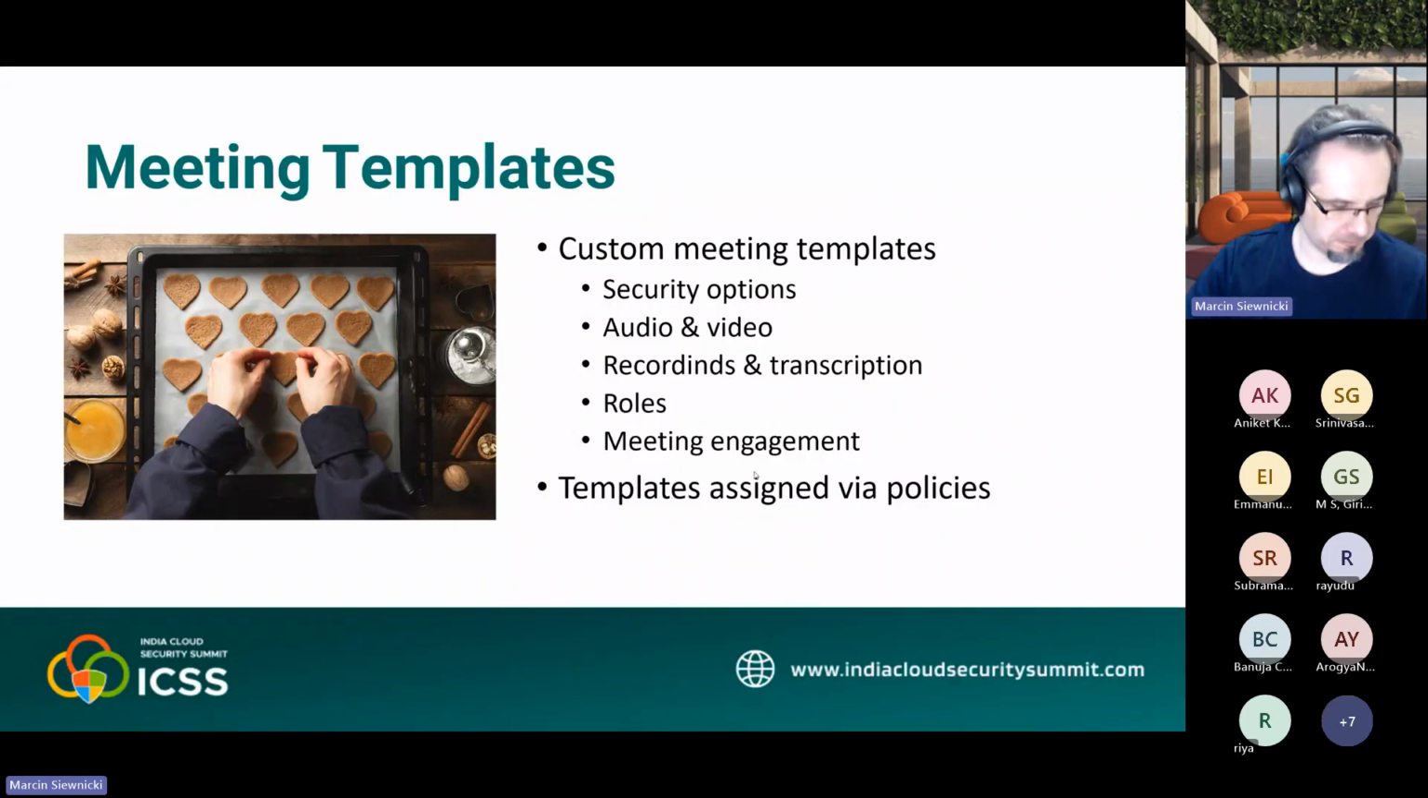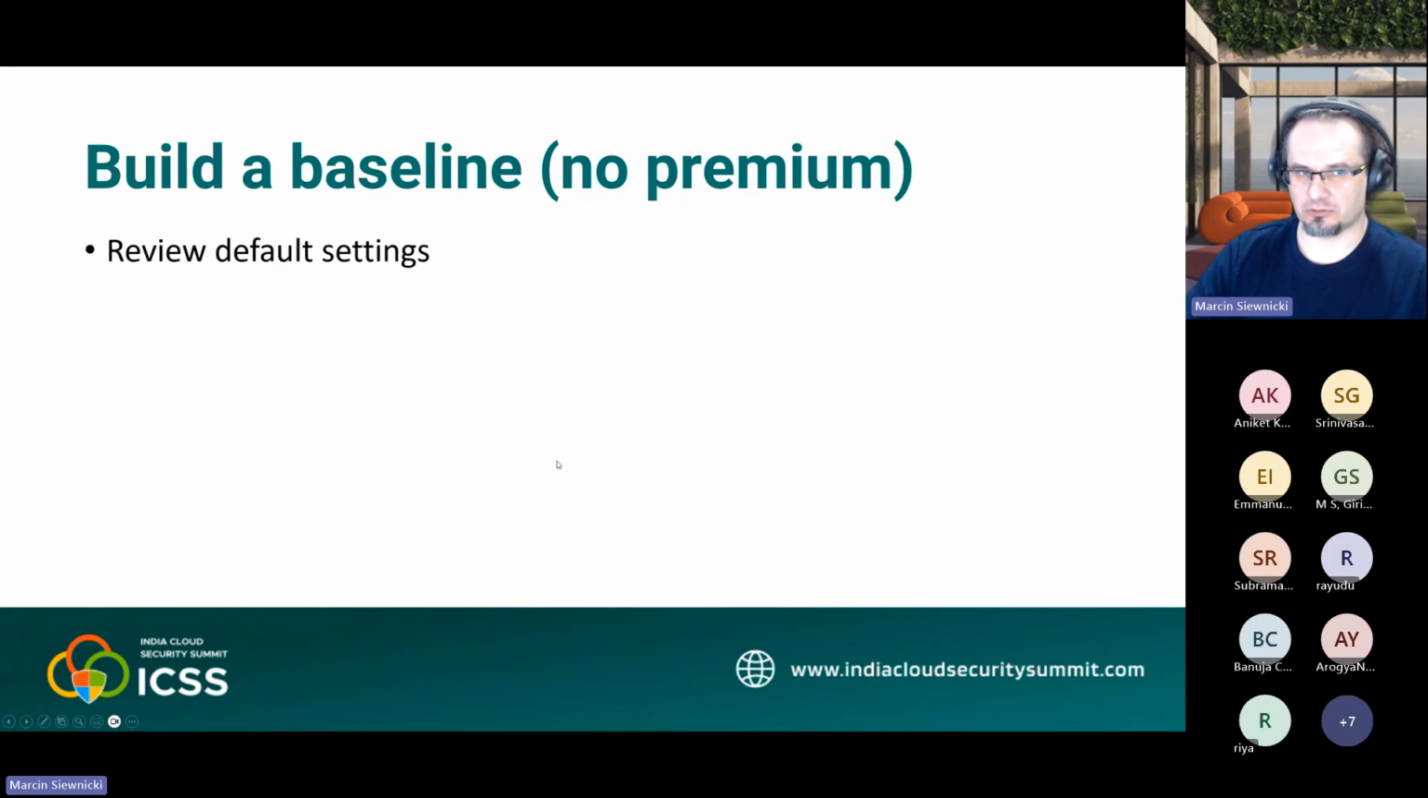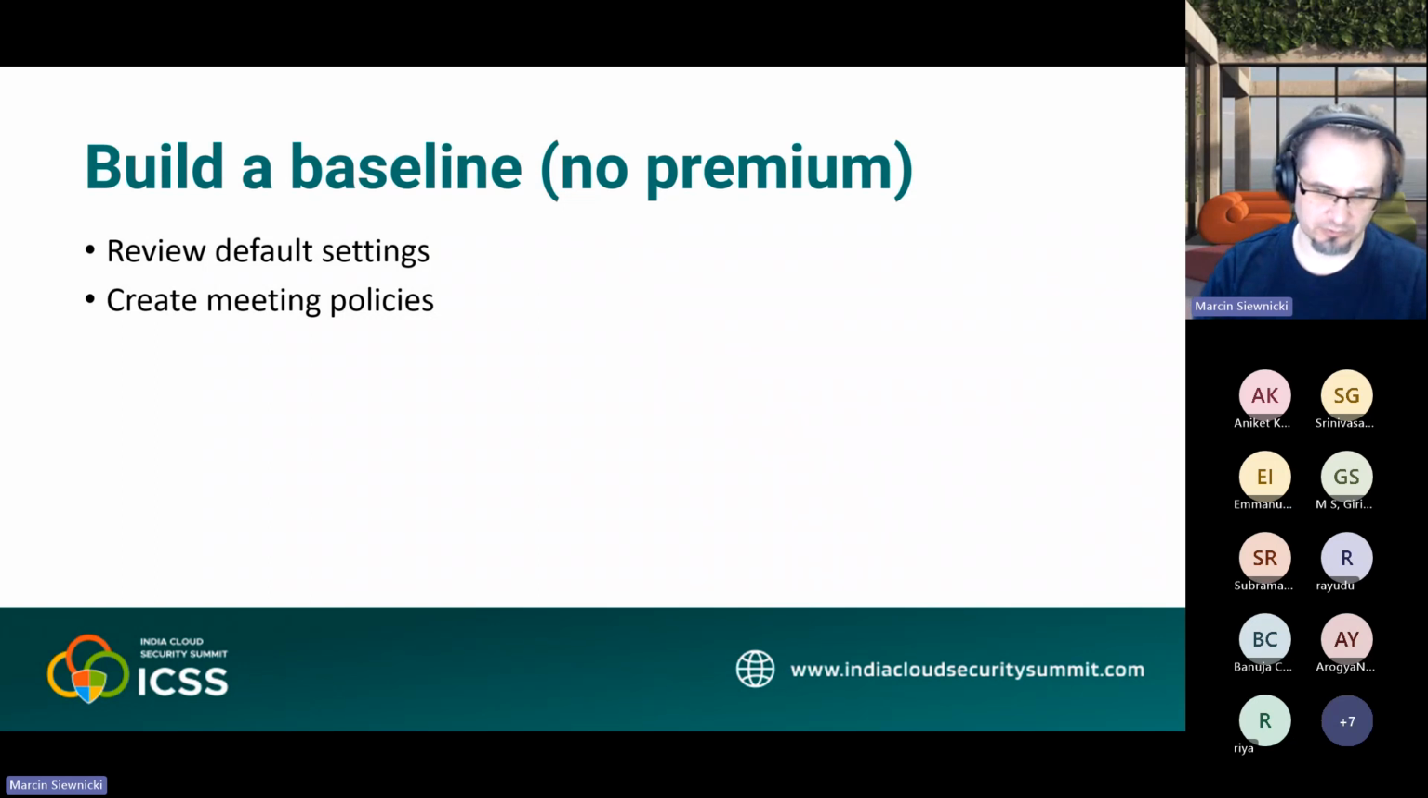Okay, and the last part, I strongly suggest that you should build some kind of baseline. So review your default settings. If you have admin access, this is a must-have task for you. And simply create some meeting policies and check and configure the bypass lobby option, recording options, and so on. So this is the most important option, and you must do this, because otherwise you won't be able to control meetings.